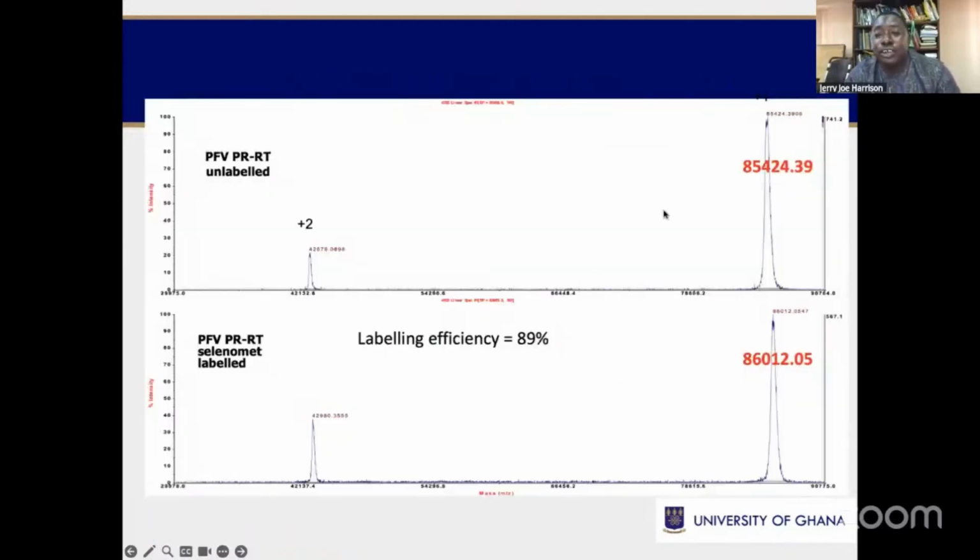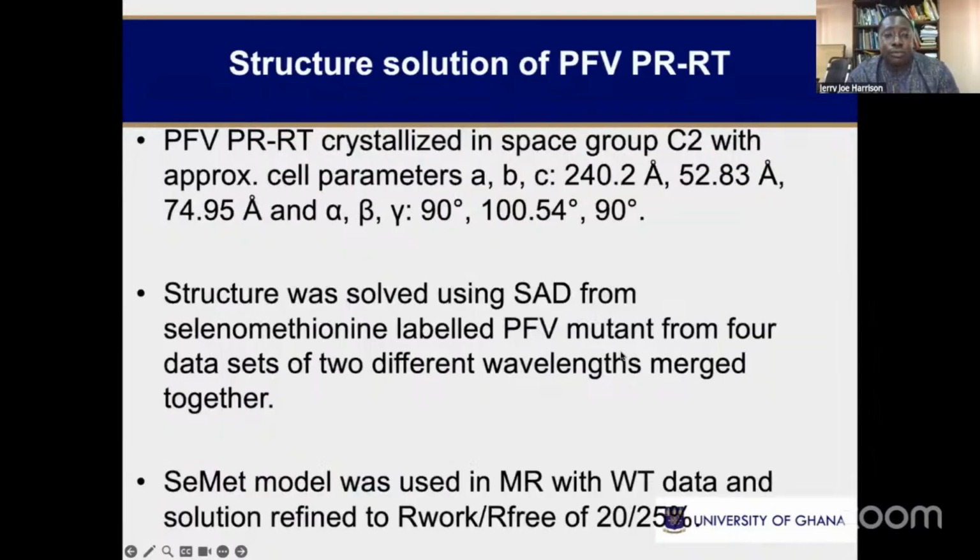In addition to using selenium labeling, here there's a MALDI of the unlabeled and the labeled. You clearly see the shift in the molecular ion, clearly showing that that's about 89% labeling. What it means is that there were 14 methionines in there, and only the first one didn't get labeled, which is understandable. And so we tried crystallizing that.